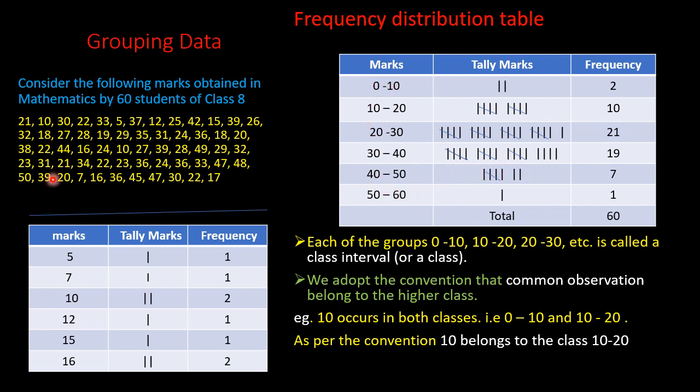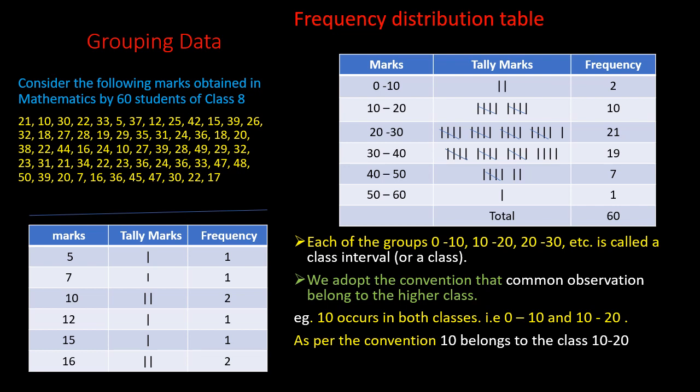So here the data is grouped. Each observation is given in a group, so it is said to be grouped data, and the frequency distribution table is also called a grouped frequency distribution table. This is the grouped frequency distribution table. Here we get the total frequency as 60, because in the question also we have 60 observations.